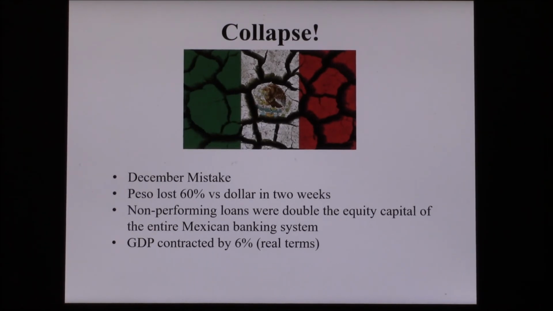Non-performing loans, or loans where no one was paying back, were double the entire equity capital, or it's similar to the net worth of the entire Mexican banking system. And GDP contracted by 6% in real terms. So there's your collapse.